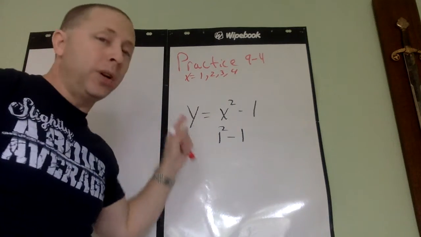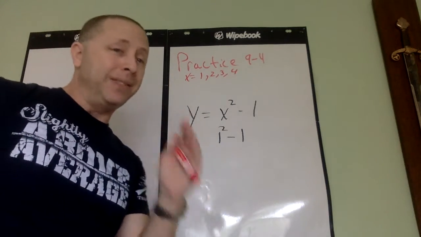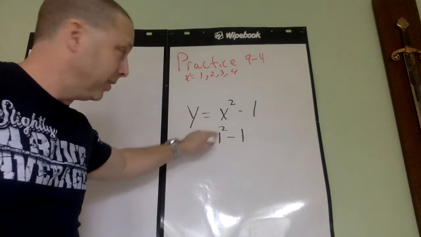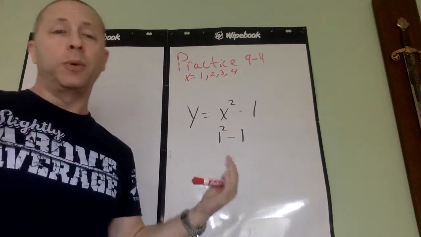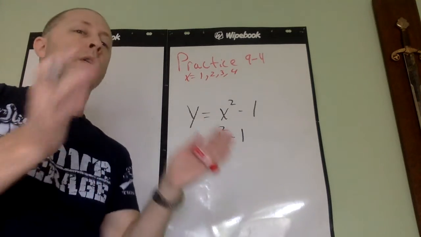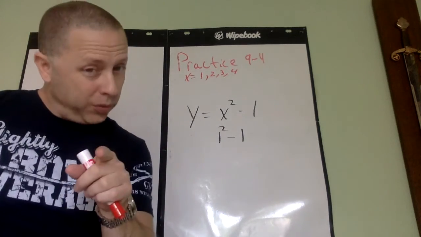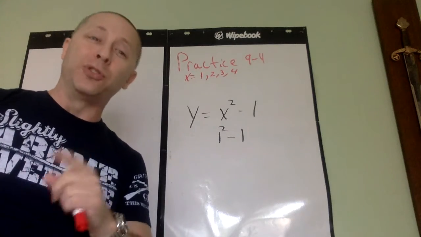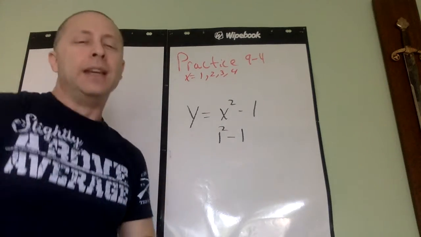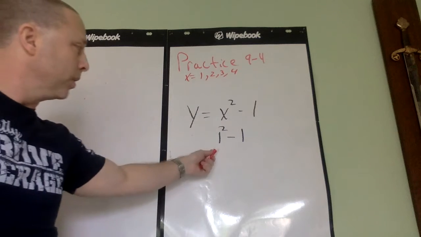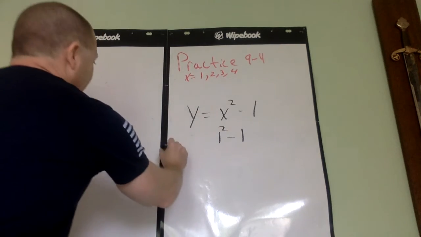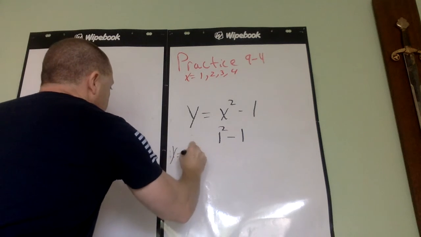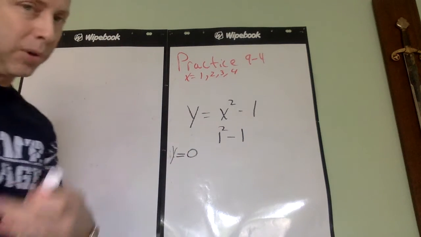Newsflash: the exponent of 2 means the base number, that's this one down here, is multiplied by itself. The exponent's 2, that means 1 times 1, which equals 1. For those of you who are thinking that 1 squared equals 2, you're wrong. Literally, 1 times 1 gives me 1, so 1 minus 1 gives me the answer y equals 0. Pretty straightforward.